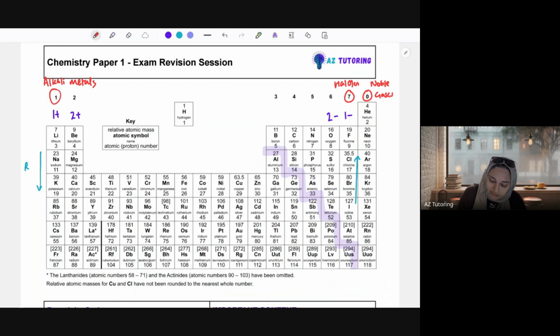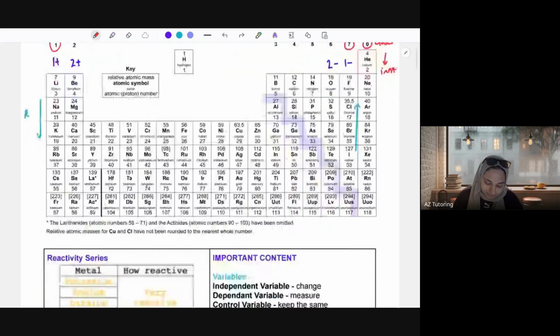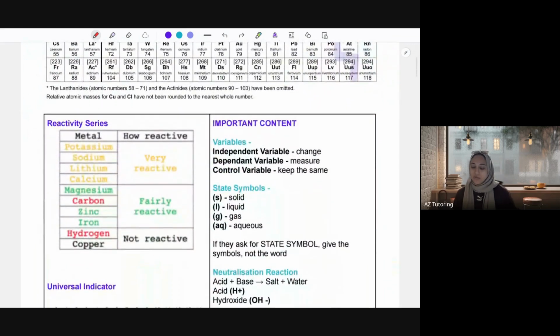Remember, the noble gases are inert, which means that they're not reactive. The reason why they're not reactive is because they've all got full outer shells. So that's the reason why it's group 0. As an example, helium has 2 electrons, so it's got a full outer shell because it's the first shell. Neon's got 10 electrons, 2 in the first shell and then 8 in the second, so it's got a full outer shell. So that's the reason why they're inert. They're not reactive, essentially.